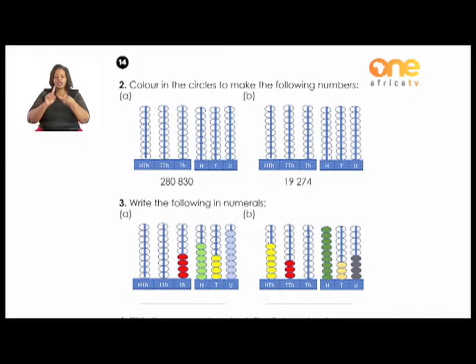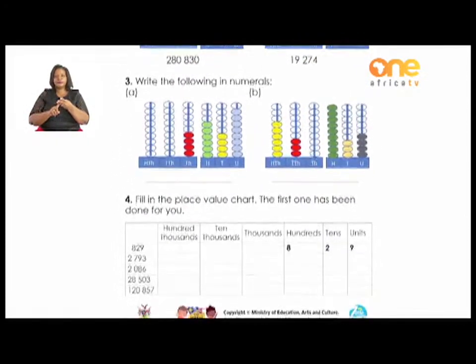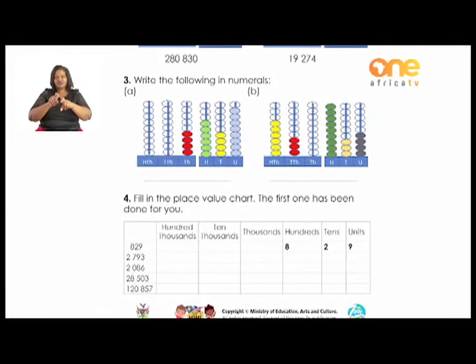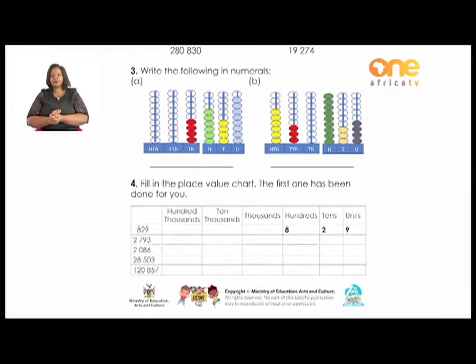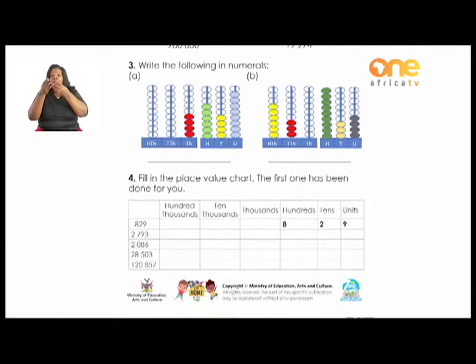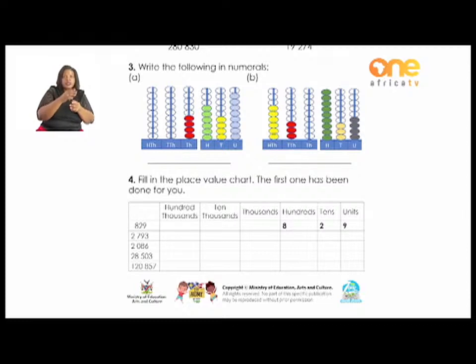Number 3, write the following in numerals. Here numbers are not written. All you have to do is write them down below the place values, and then write them nicely on the line. You can use a pencil first and then write them on the line nicely with a pen. You have to look at the units, how many shaded circles are there. Then you write your digit as a unit. You go to the tens and so on and so on. I think that's also easy.